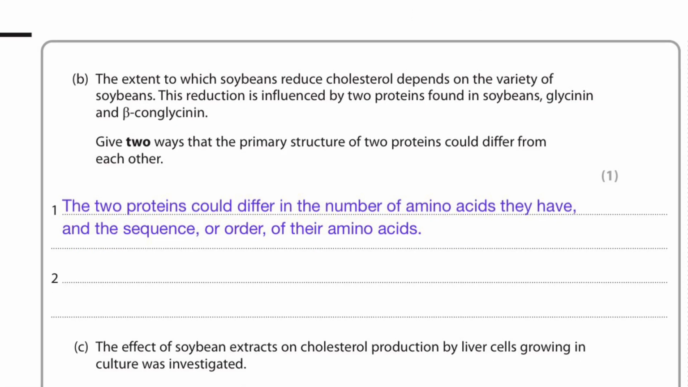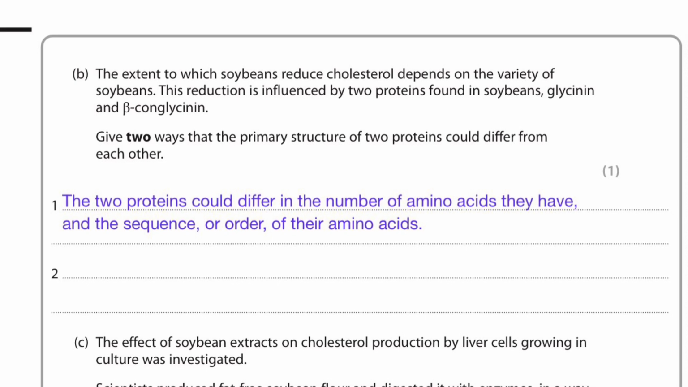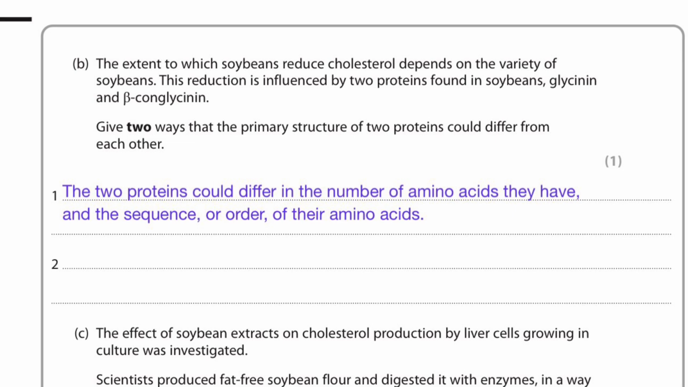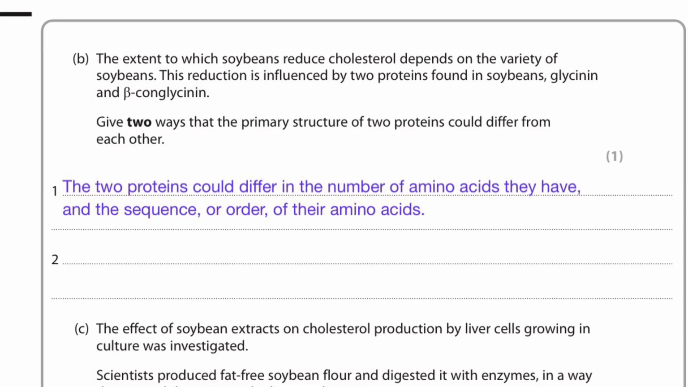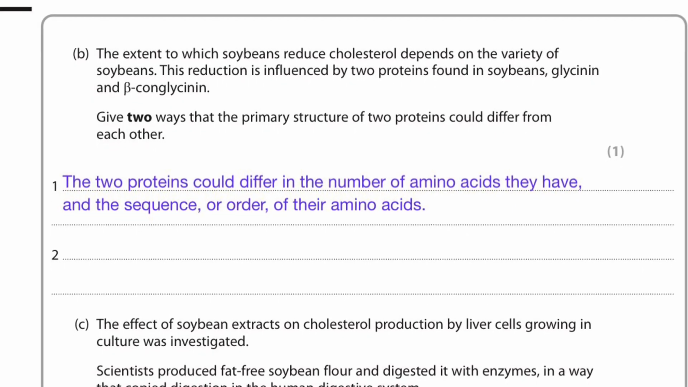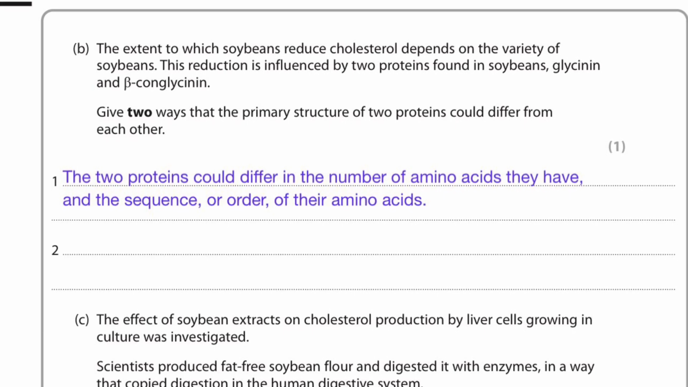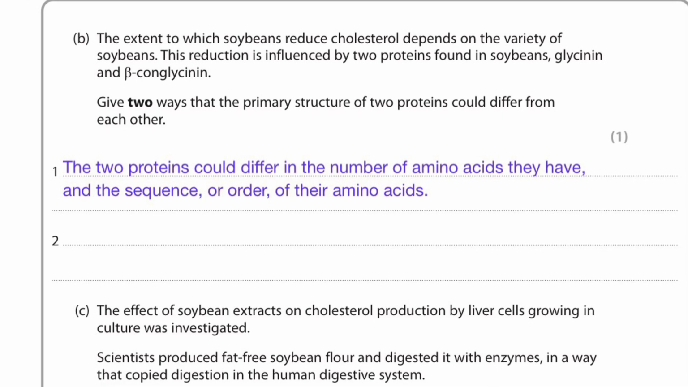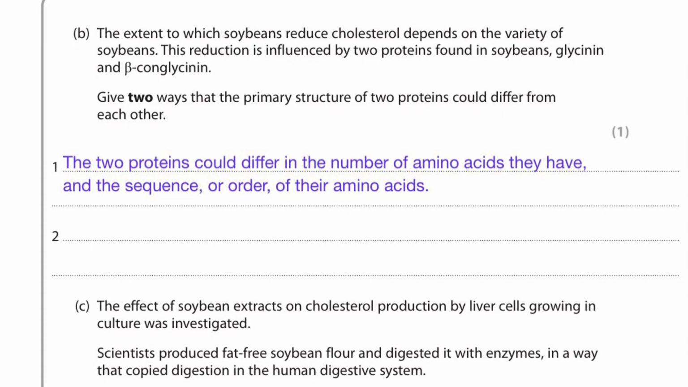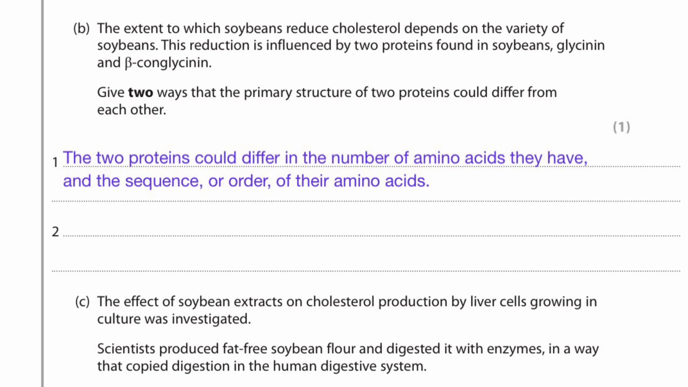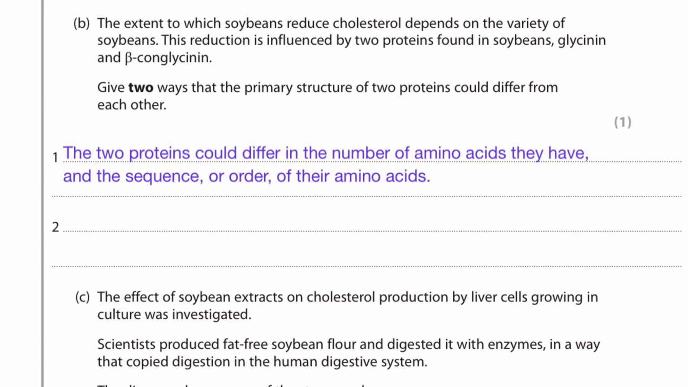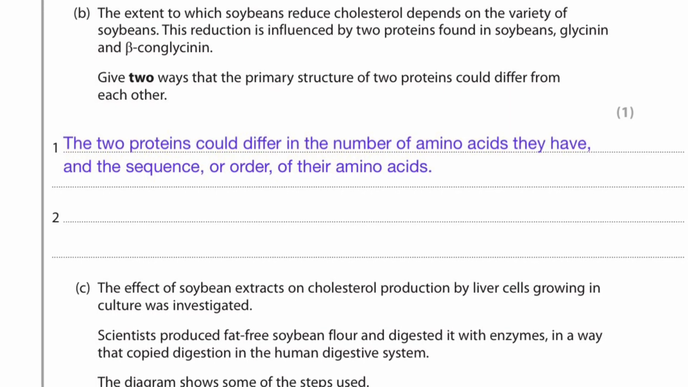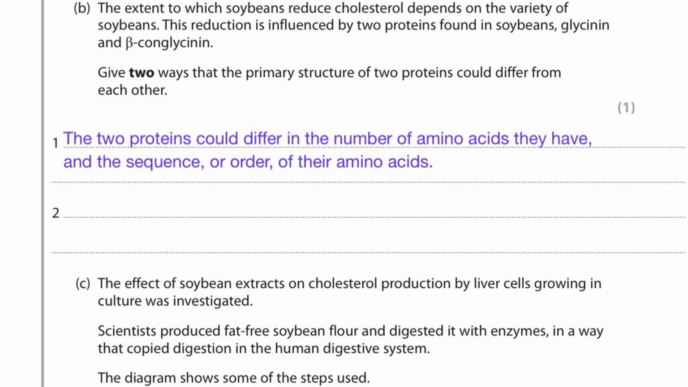In part B, they say, the extent to which soybeans reduce cholesterol depends on the variety of soybeans. This reduction is influenced by two proteins found in soybeans, glycinin and beta-conglycinin. They ask, give 2 ways that the primary structure of two proteins could differ from each other. Here they are asking about the basic idea of primary protein structure, which is simply the sequence of amino acids. So I said, the two proteins could differ in the number of amino acids they have and the sequence or order of their amino acids.